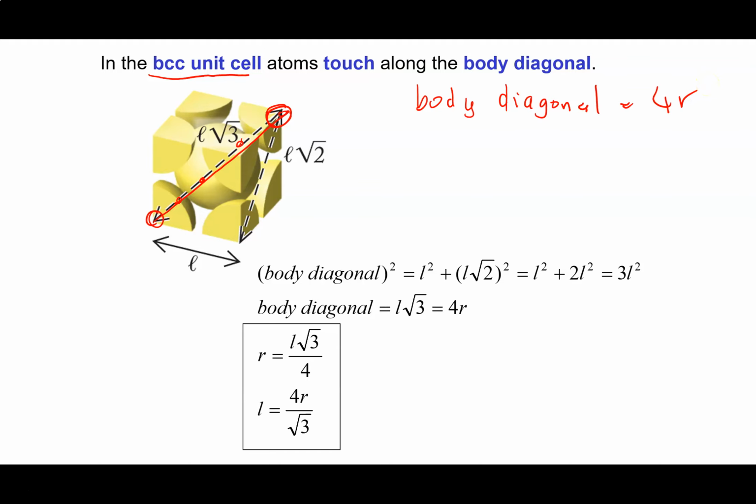Now, can we express the length of the body diagonal in terms of the edge length of the unit cell? So we can draw a right angle triangle where one edge is just the edge length, one edge is a face diagonal, and one edge is the body diagonal, and that will give us a right angle triangle. And then we apply Pythagoras again, so it's going to be L squared plus (L root 2) squared is going to be equal to the body diagonal squared.